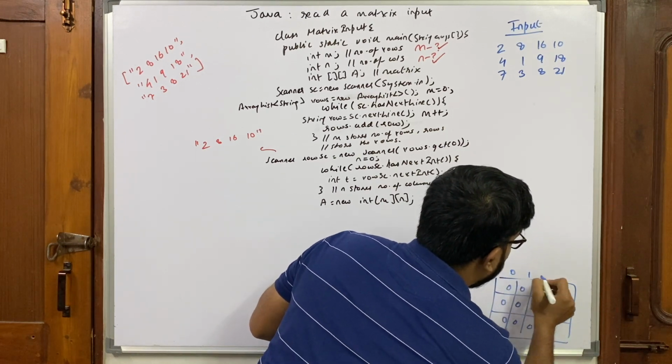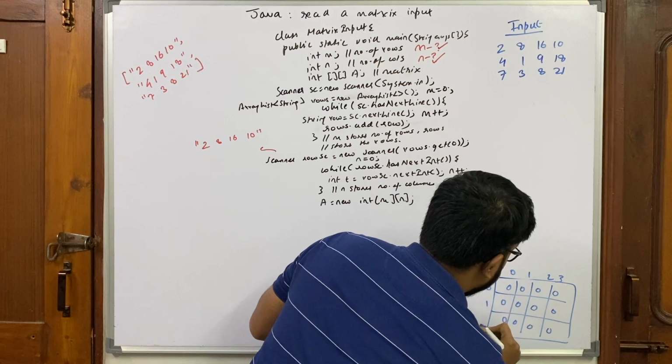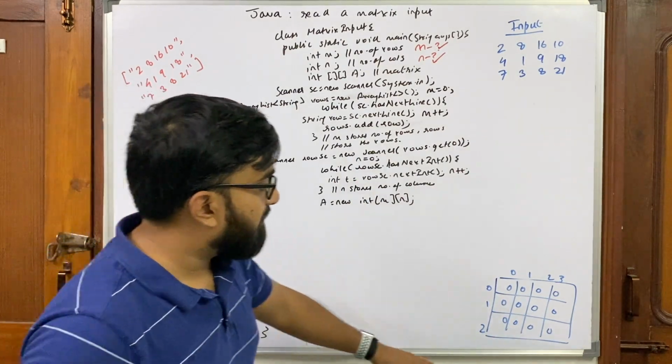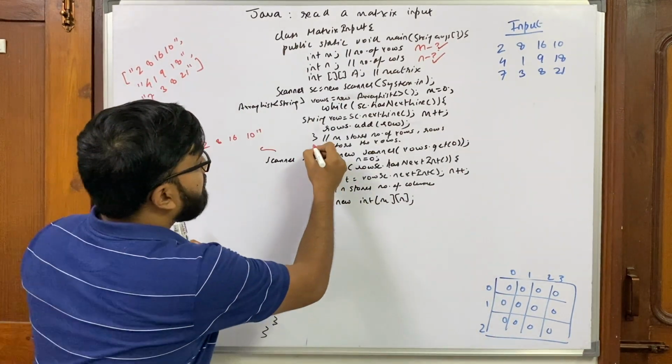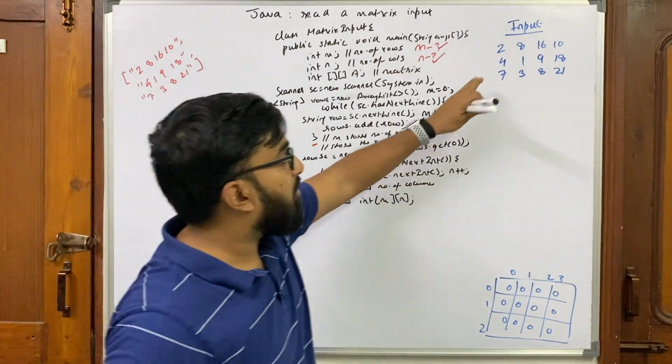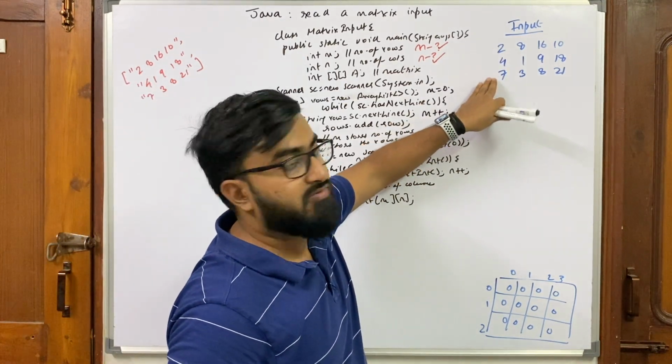So column indices are 0, 1, 2, 3, and row indices are 0, 1, 2. Now we have to populate this matrix. Till here, we have exhausted all our input from stdin, from standard input.